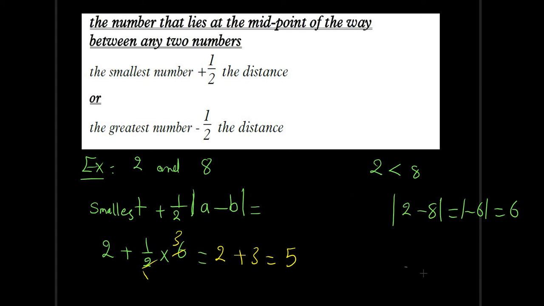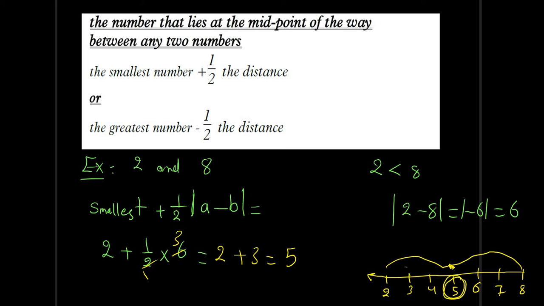If we draw that on the number line, here is, for example, 2. After that, 3, 4, 5, 6, 7, 8. The number halfway in the middle between them is 5.